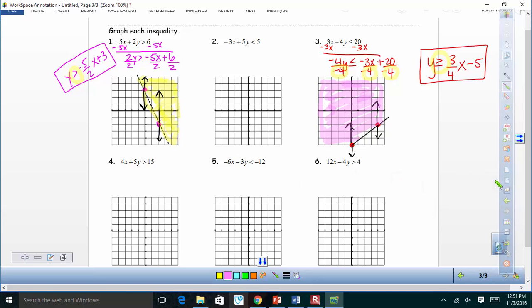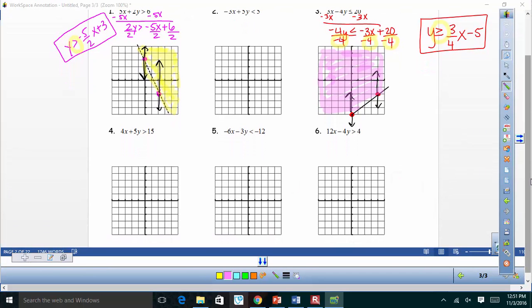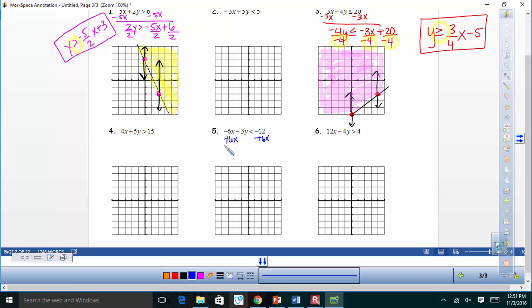Okay, so we're going to try one more of those and then I'm going to let you practice. Okay? So let's look at number 5. Okay, Bella, what would you do first to get y by itself in number 5? Add 6x to both sides. Okay, that's going to cancel those out. I have negative 3y is less than. We always want our x first, so we're going to put 6x minus 12.